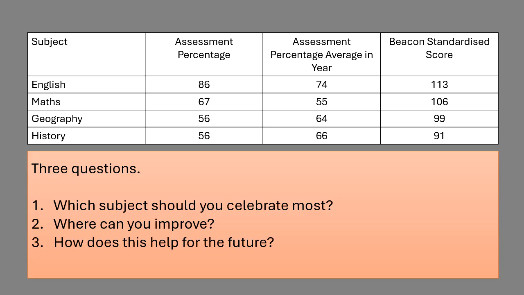And then thirdly, how does it help for the future, which probably isn't something that year 7 need to think about just yet. But if you're year 9 looking at this and you're thinking, what does this tell me for option choices? Because you look at the standardised scores, this tells you that geography is better than history. So if you're trying to choose between those two, just looking at the test scores would tell you that geography is the thing to go for.